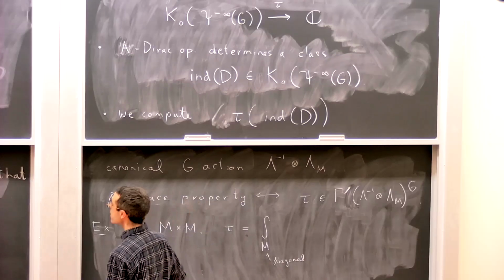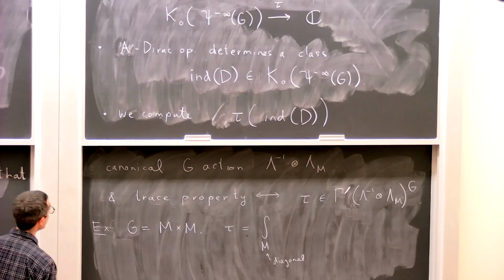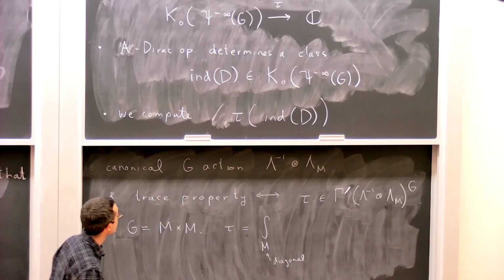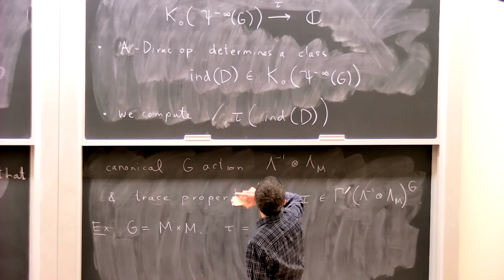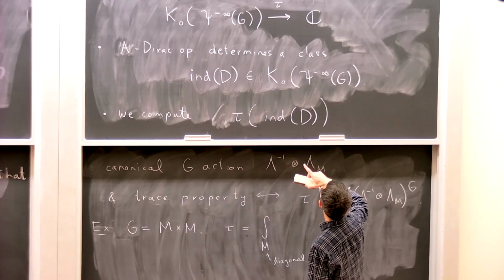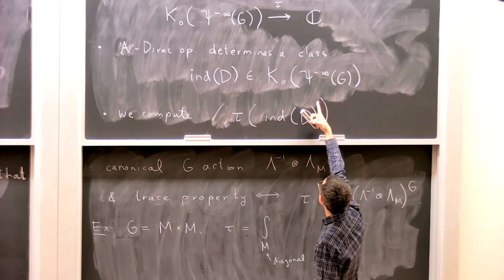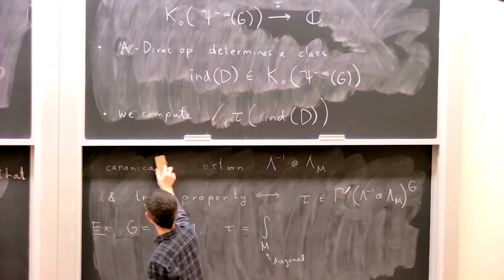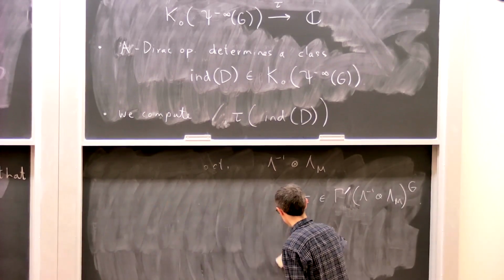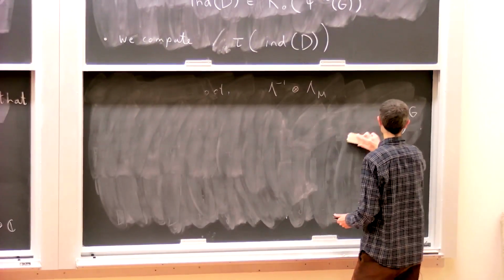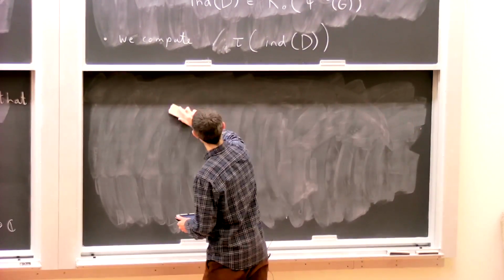And in the pair groupoid case, which I just talked about, this boils down to the ordinary index. So this index class is basically the analytic index of your operator in the sense of Atiyah-Singer. And when you apply this trace to that class, you would just end up with the difference of the dimension of the kernel minus the dimension of the co-kernel.